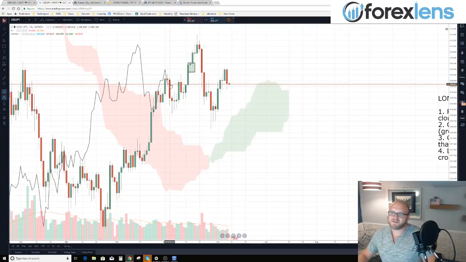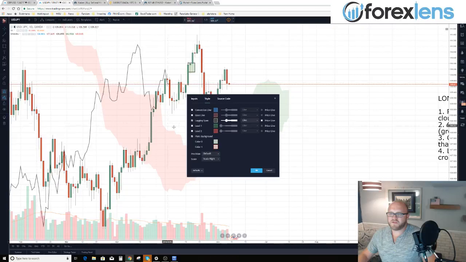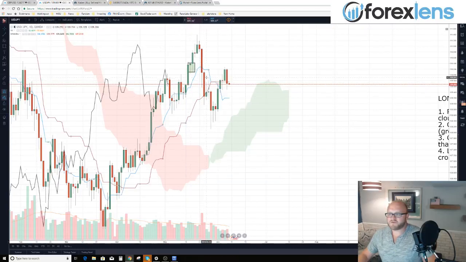Why are we entering weak areas? Well, the conversion line crossed below the baseline. We didn't find support at the baseline. The lagging span is trading inside price. So that is telling me that we have weak conditions in the dollar-yen going ahead, and that we have a sell signal.